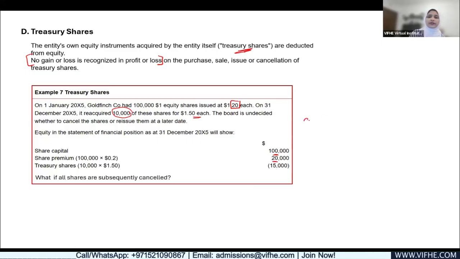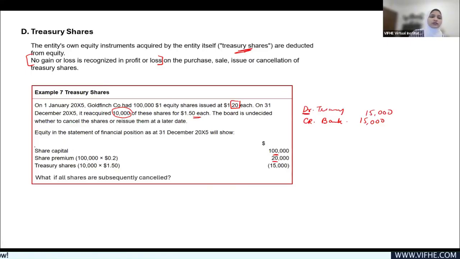What must the accounting entry have been at this point of time? Credit bank 15,000, and a debit impact of treasury shares, 15,000. So if you see, this is debit in nature because it's a dropping impact to your equity.